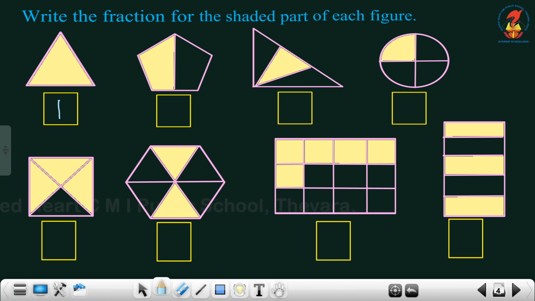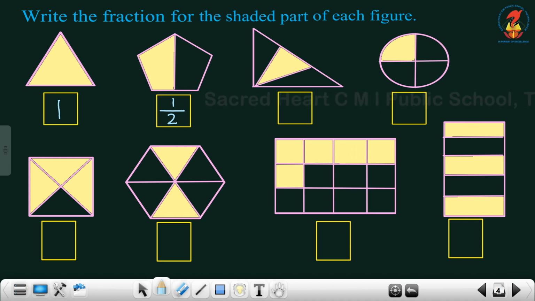Okay. Now look here. How many parts are shaded? One part is shaded. And how many equal parts are there? Two equal parts. That is, one part out of two equal parts. So we have to write the shaded portion first. How many shaded portions are there? 1. So write 1 by how many equal parts? 1, 2. 2 equal parts. So what is the fraction? 1 by 2. Understand?